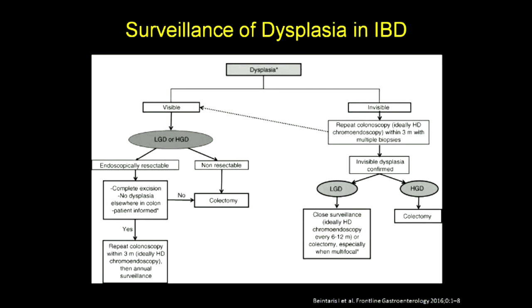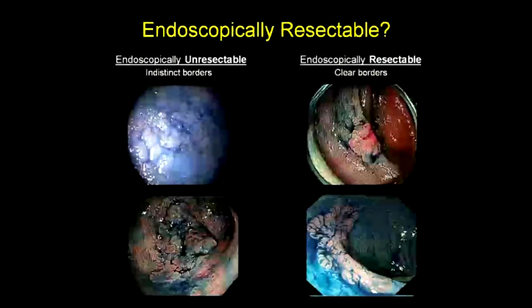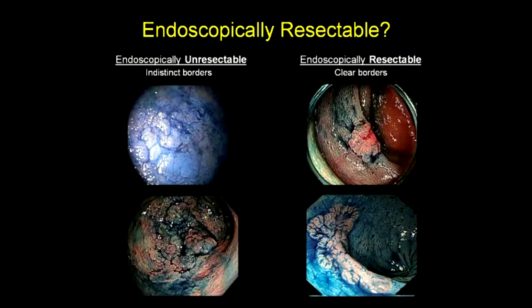But I think where we're really changing gears is this visible low-grade dysplasia. So whether it's low-grade or high-grade, if you can see it and it's endoscopically resectable, then we're resecting it endoscopically. If it's not endoscopically resectable, then we'll send them for colectomy. So what does it mean, endoscopically resectable? These two pictures on the left are unresectable lesions. You can see that there are indistinct borders. You can tell this is abnormal, but where does it start? Where does it stop? Where do I start cutting and where do I stop cutting? Whereas these ones on the right, there are very clearly defined borders that we can go in and resect endoscopically.